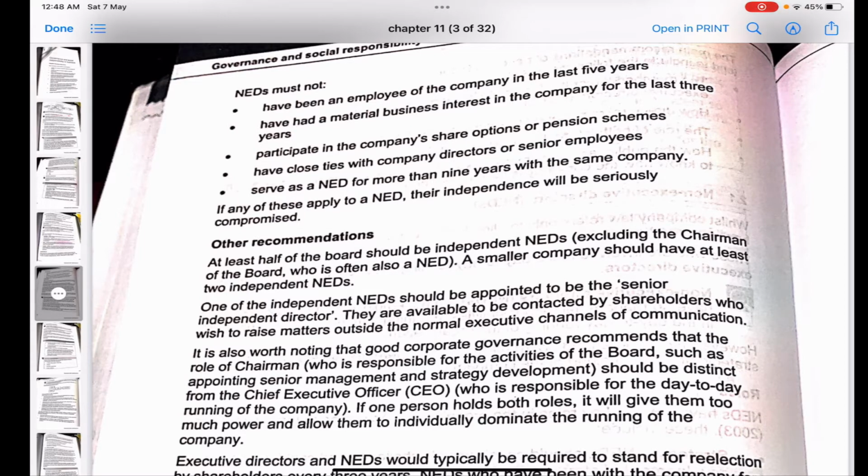Have close ties with company directors or senior employees. The friend part I was explaining in the beginning, it's the same thing. Serve as a NED for more than 9 years with the same company. So if I become the NED of a company, the maximum tenure is 9 years. I cannot be their NED for more than 9 years. If any of these apply to a NED, their independence will be seriously compromised.